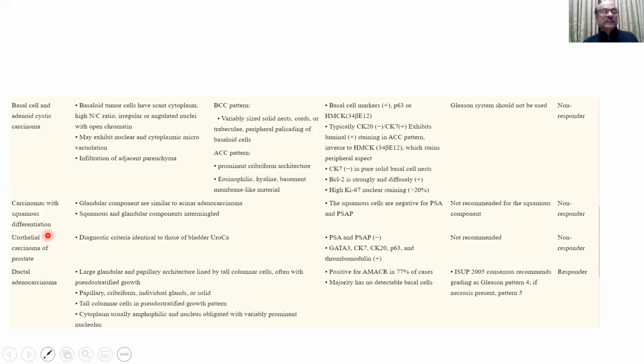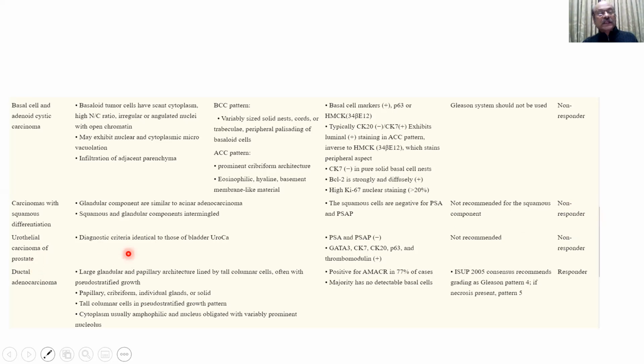Carcinoma with squamous differentiation. Glandular components are similar to the acinar adenocarcinoma. Squamous and glandular components are intermingled. Here, the squamous cells are negative for PSA, also not recommended for Gleason scoring assignment. They are also non-responders.